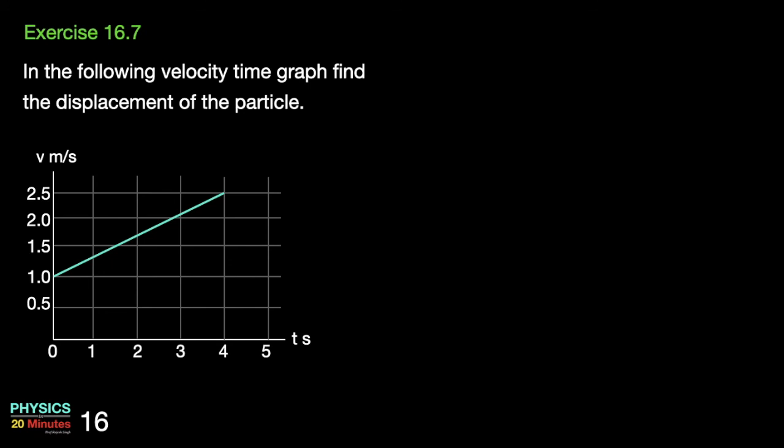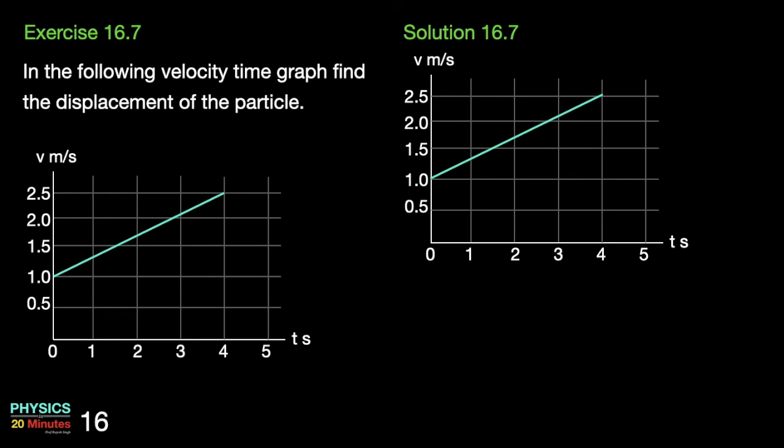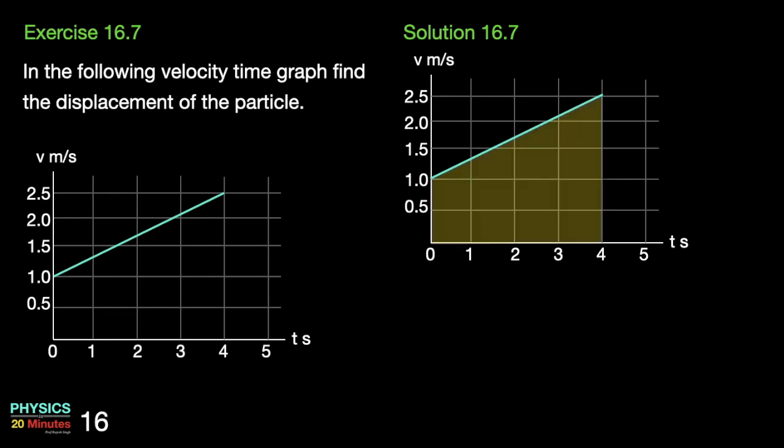In the following velocity time graph, find the displacement of the particle. Try solving it on your own and then come back and check the solution. Here is the solution. We have just discussed that in velocity time graph, area between the curve and the time axis within the two limits gives me the displacement. Here this area can be divided into a triangular component and a rectangular component.